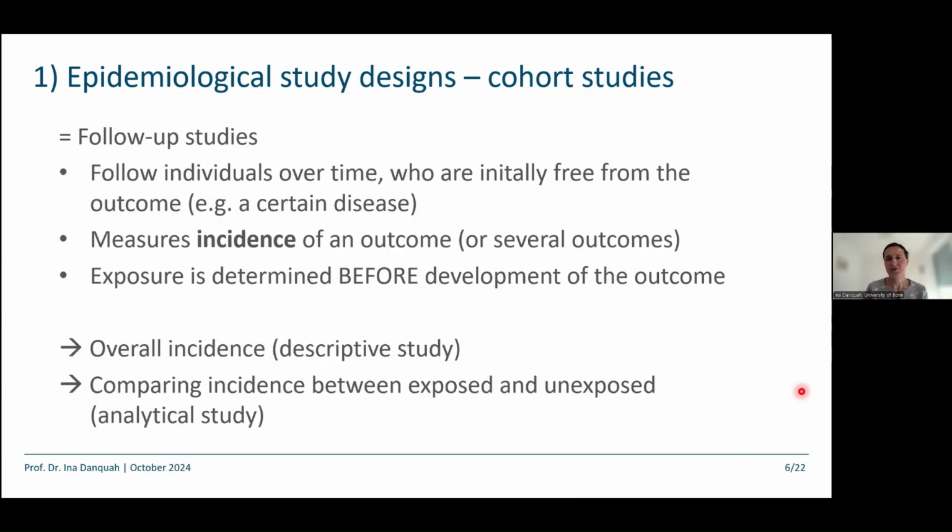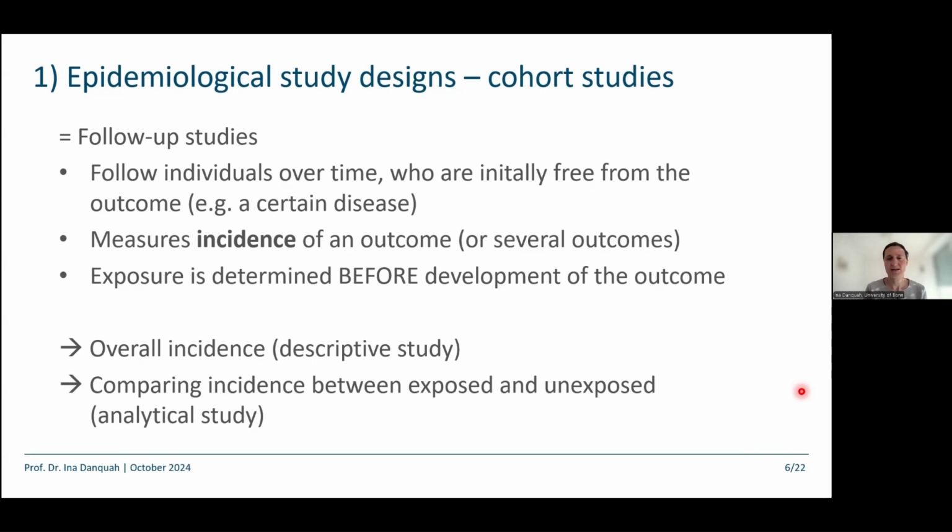So how do we run cohort studies? What are their characteristics? Some people also call them follow-up studies, because we do follow individuals over time. And these are people who are initially free from the outcome of interest. So in most cases, that is a certain disease that we are interested in. This means we can measure the incidence of this outcome, or ideally even several outcomes.